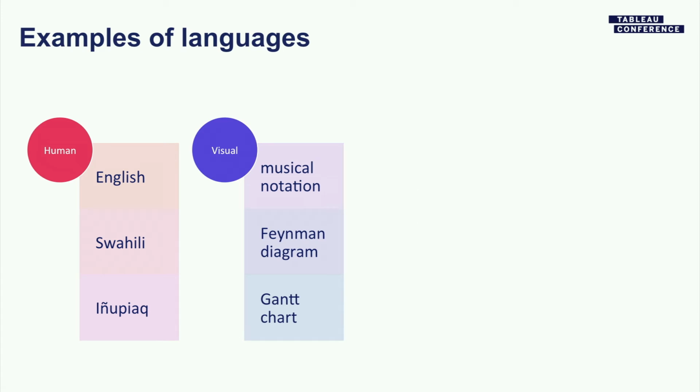Or something that's perhaps a little closer to the heart of people who work with Tableau, Gantt charts, which are about showing how long things take, how things are sequenced, what depends on what. And again, it's a visual language that really conveys a lot more information much more quickly than if you had it written out in English.